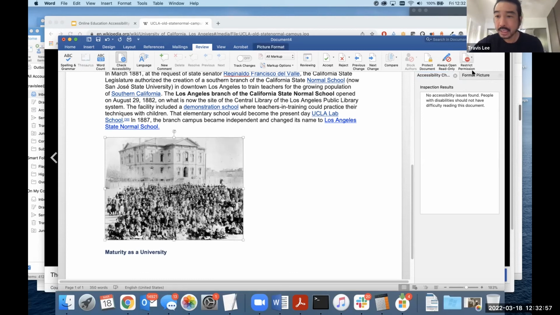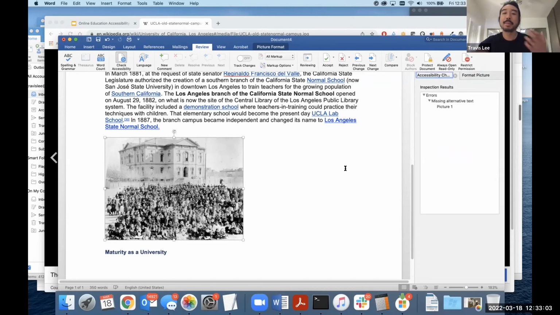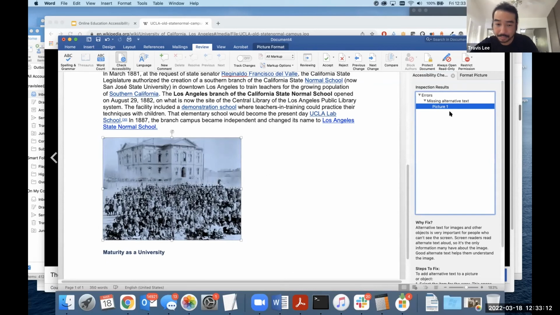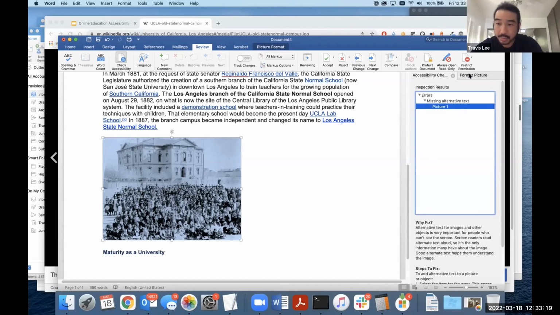Let me show you this. Let's just say we're about to publish this document. We ran the checker and we're like, oh wait, there's something going on. There's an error. There's a missing alt text in picture 1. You can click it, and it gives you a description of why you should fix it and how to fix it. And this is a good way to just check your own work.